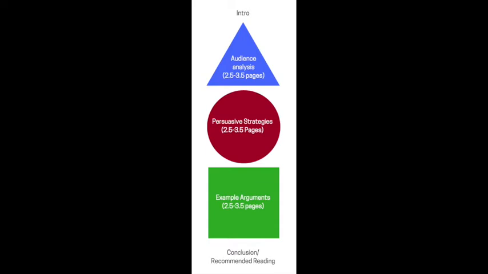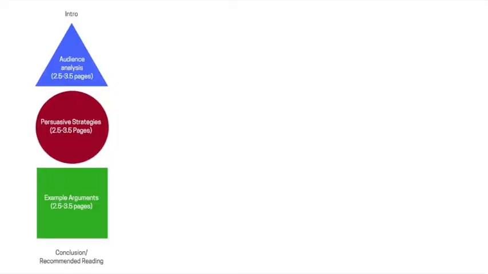And then your third and final block of the body of your paper is where you go over your example arguments. There's a separate video to go into detail about what goes in that section, but this is just where you're giving the best arguments to use and then explaining why these are good choices for this audience. If you organize this way, you just keep everything in that 2.5 to 3.5 page block, and you just go from one section to the next section. You keep all of the information in that section together.